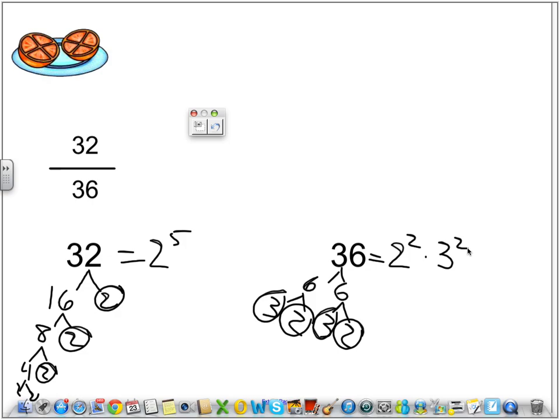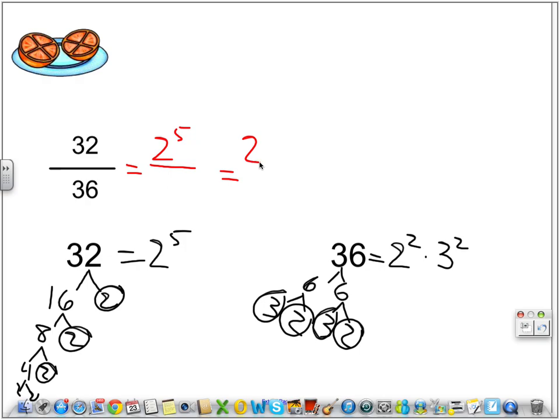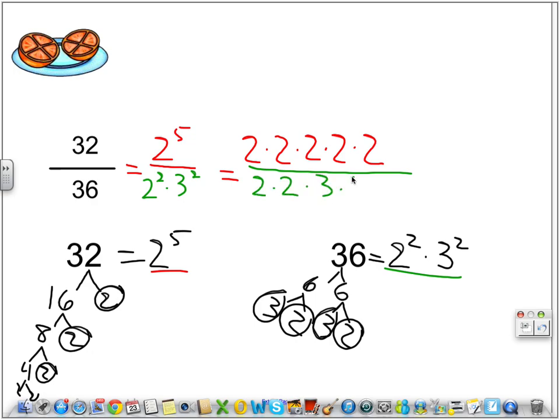So now I'm going to take what I've just figured out and use it in my fraction. So first, let me move this out of the way. Okay, so now I'm going to look at 32 and I'm going to write it instead as 2 to the 5th, which is the same as 2 times 2 times 2 times 2 times 2. 36 I'm going to write as 2 to the 2nd times 3 to the 2nd, because I got that from over here. And if I write that one all the way out, I'll have 2 times 2 times 3 times 3.